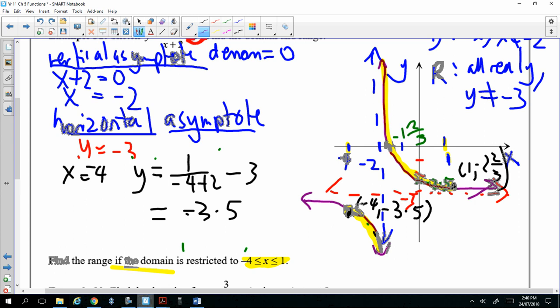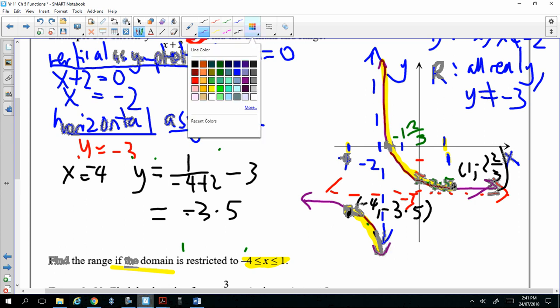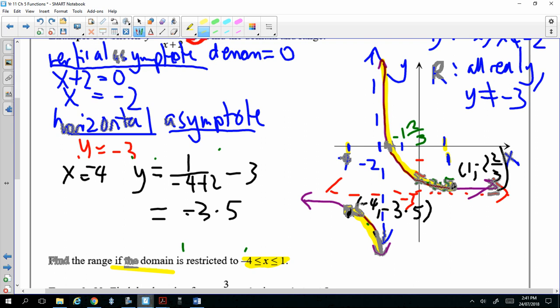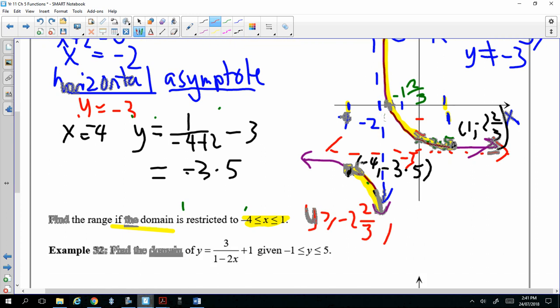Okay, let's write down the range for this. What's the range for this part? Y has to be more than or equal to negative 2 and 2/3, right? So anything above. What's the other bit? Anything has to be below, less than or equal to negative 3.5. That's the new range.